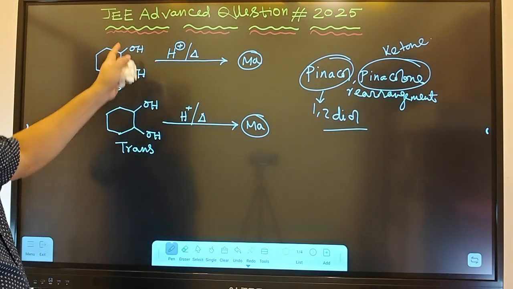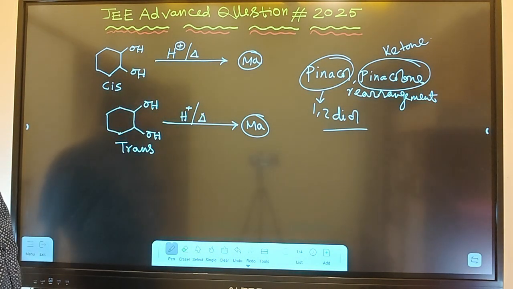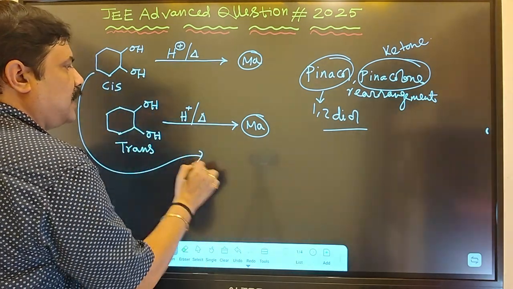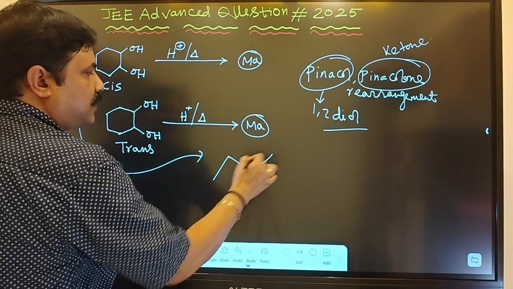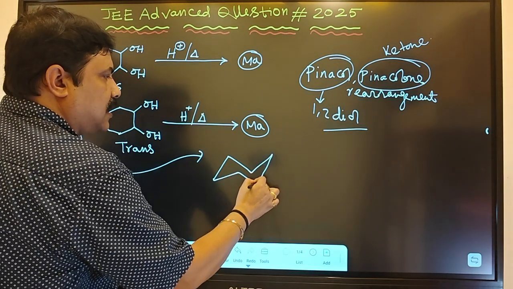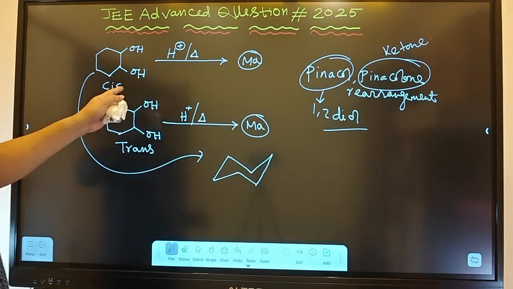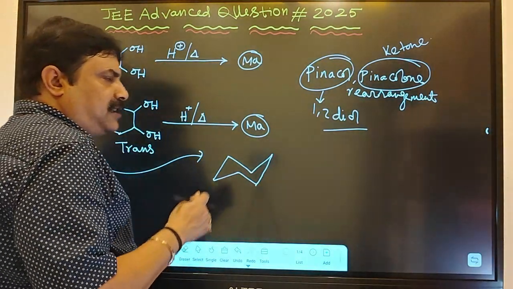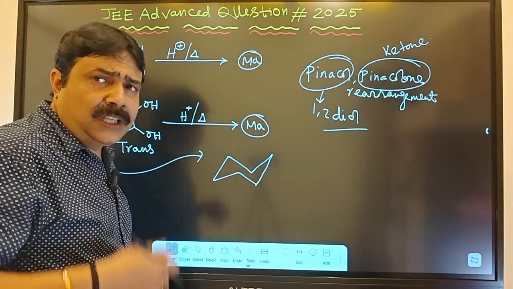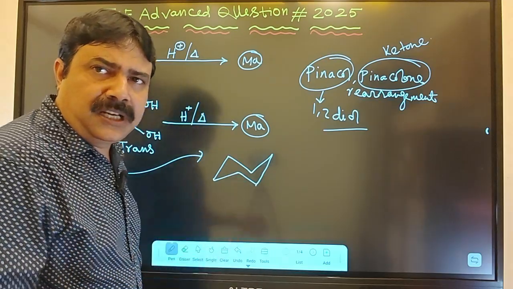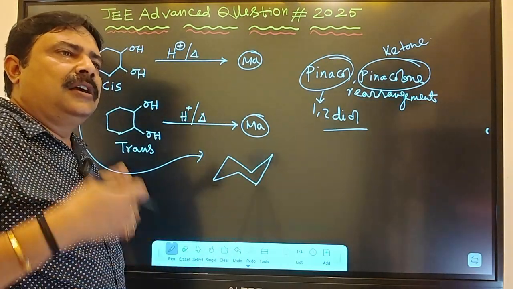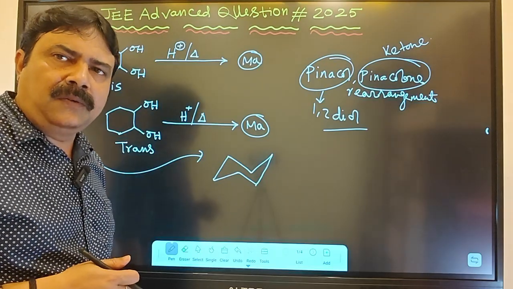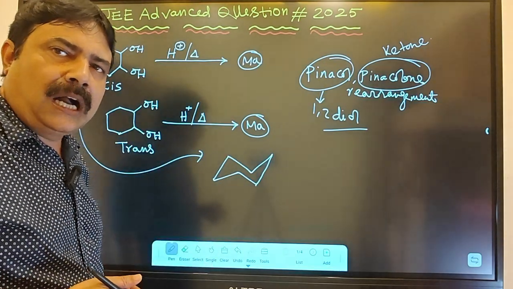Now look here, cis and here trans. Whenever cis is given for this question, first you need to draw in chair conformation, a cyclohexane chair conformation. This is a 1-2 position cis. 1-2 position cis means one axial, one equatorial. 1-2 position trans in a chair means both axial or both equatorial, but both equatorial will be favorable. Why? Because it will be exposed to the outside.